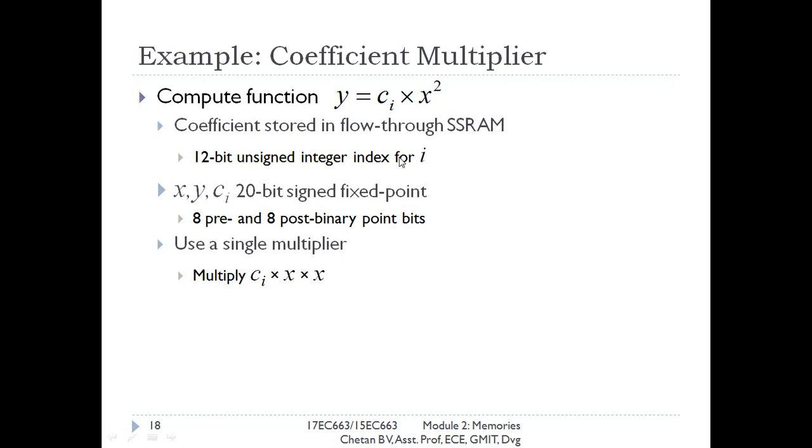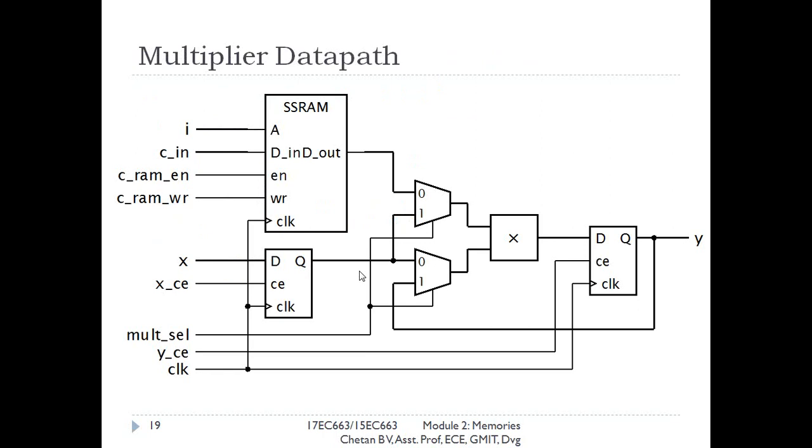So the same things are described here. Here also we have to first design the data path, then the control section. So this is the data path. As you can see, this is the SRAM component, and this is the arrangement of 2:1 multiplexers.